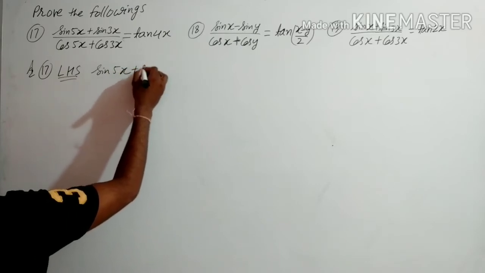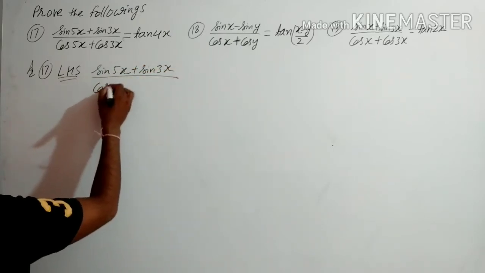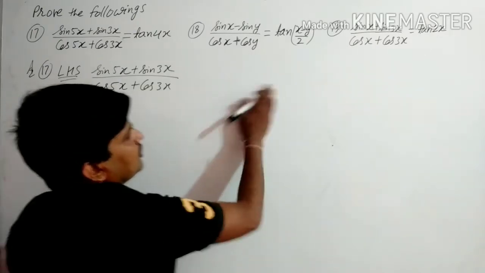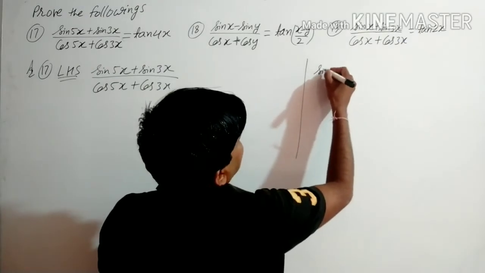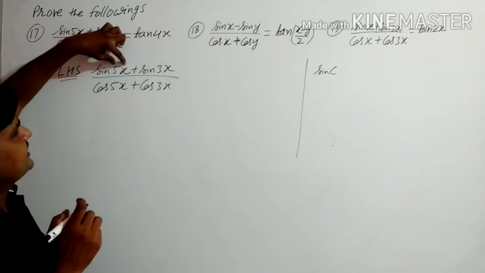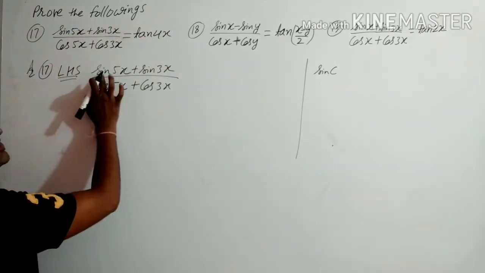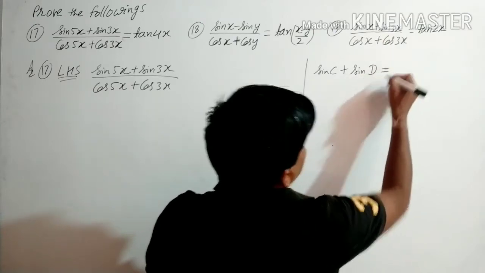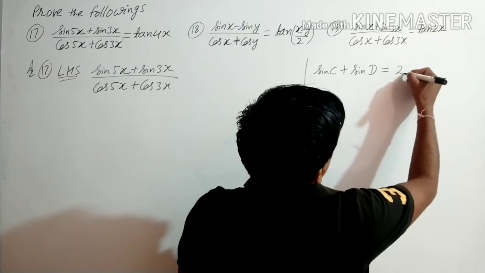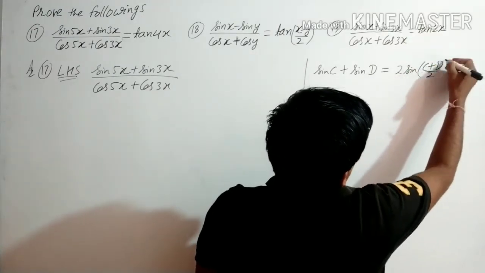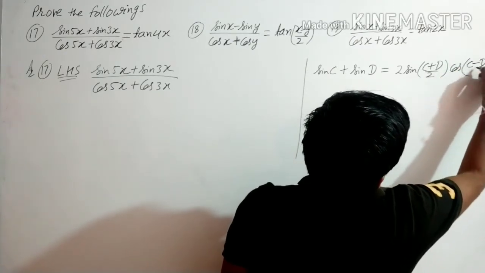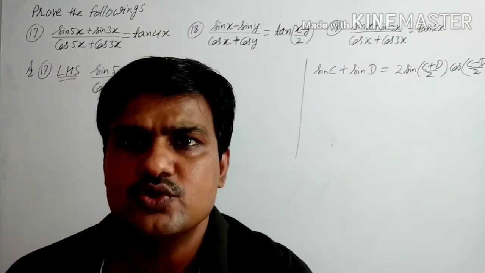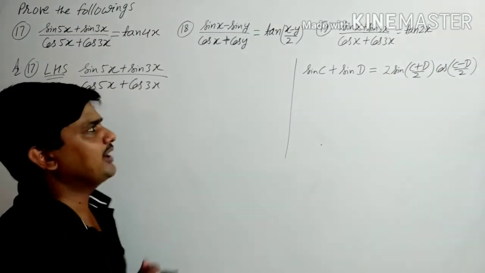LHS is (sin 5x + sin 3x) / (cos 5x + cos 3x). So we know that if I consider 5x as c and 3x as d, then it becomes sin c + sin d. We know that sin c + sin d equals 2 sin((c+d)/2) cos((c-d)/2).